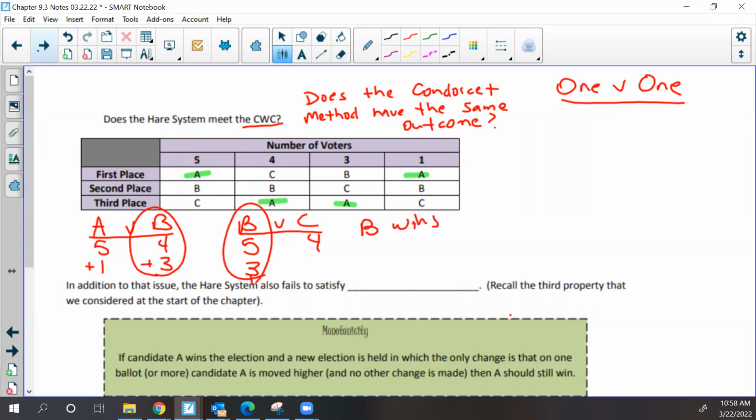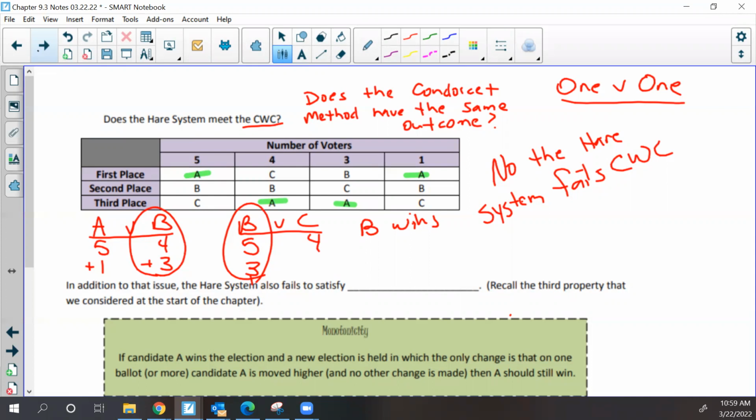Well, who did we have win before? Well, we had C. So does the Hare system meet the CWC? It's like, no. The Hare system fails the CWC, Condorcet's winning method, which everyone thinks is so fair.